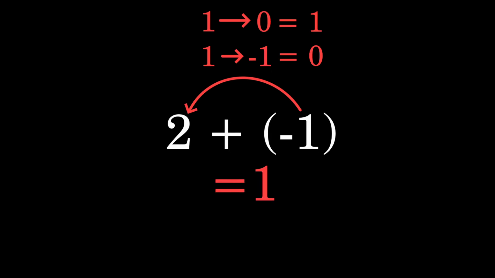Addition. Addition is very friendly. You just add the direct values of each of the numbers. For example, what is 2 plus a negative 1? It's 1 because the negative 1 took away 1 from the 2.